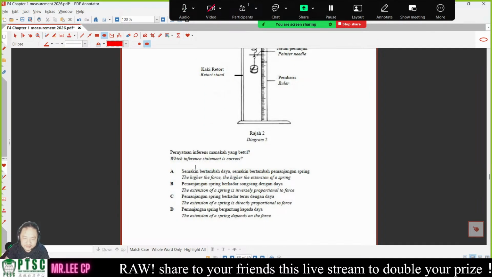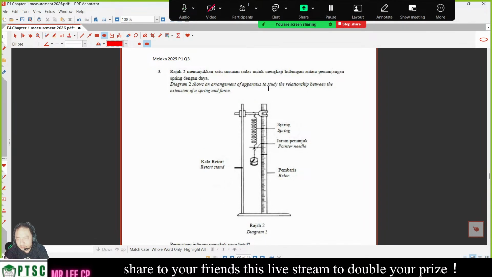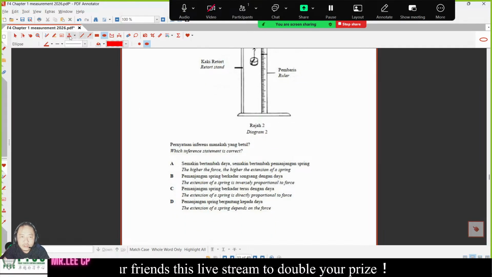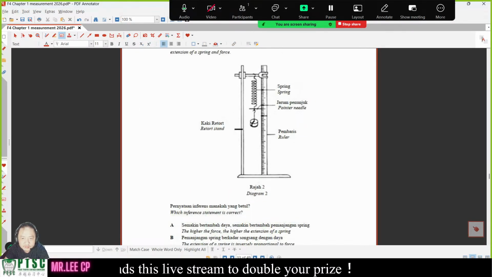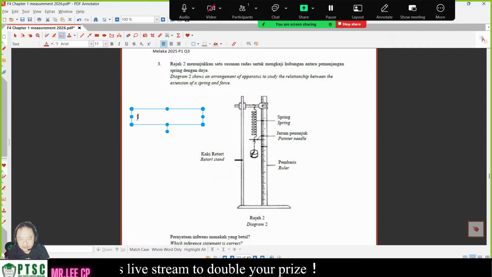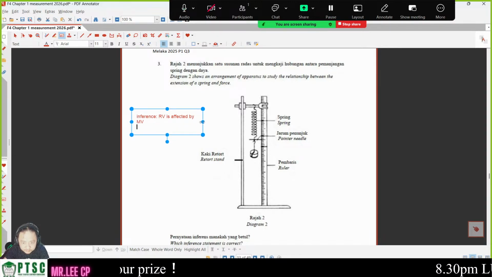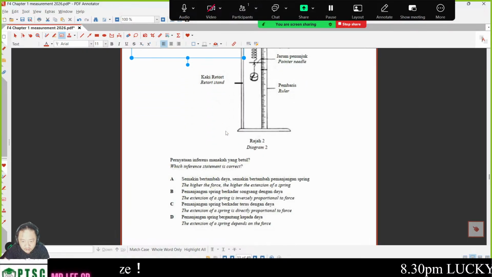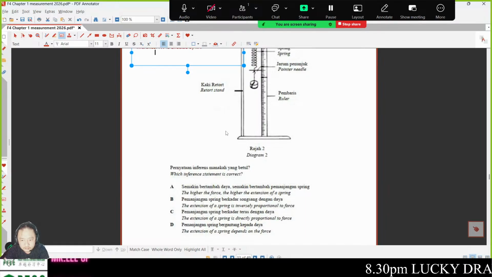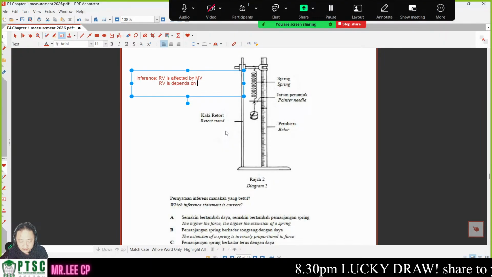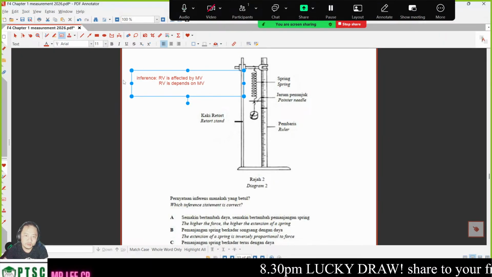Now, inference. Diagram 2 shows the arrangement of the apparatus to study the relationship between the extension of the spring and the force. This kind of experiment you haven't done yet, but never mind. It is out of syllabus now, but sometimes they still ask you. So for the inference, you have to write that the responding variable is affected by or depends on the manipulated variable. You have to write it this way.